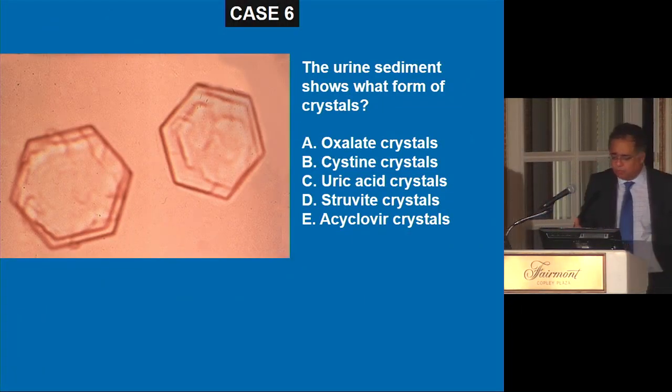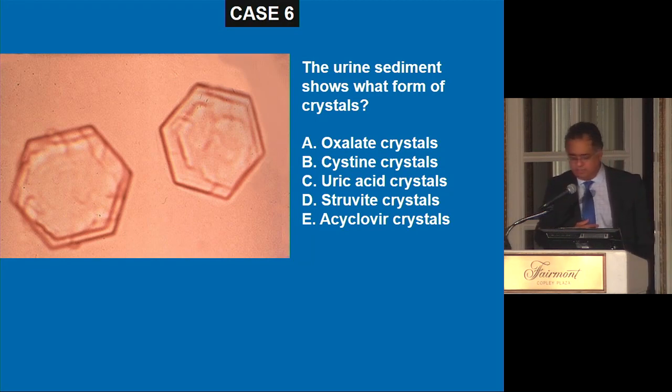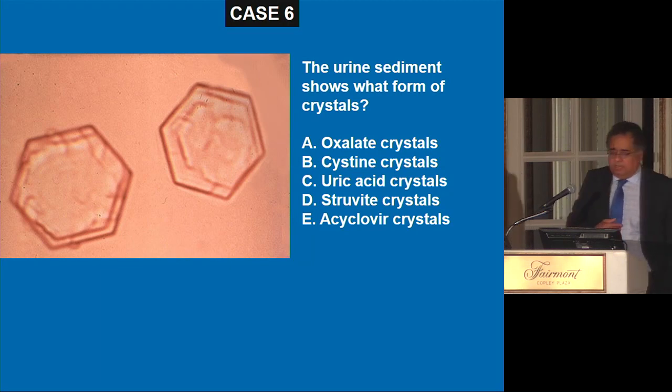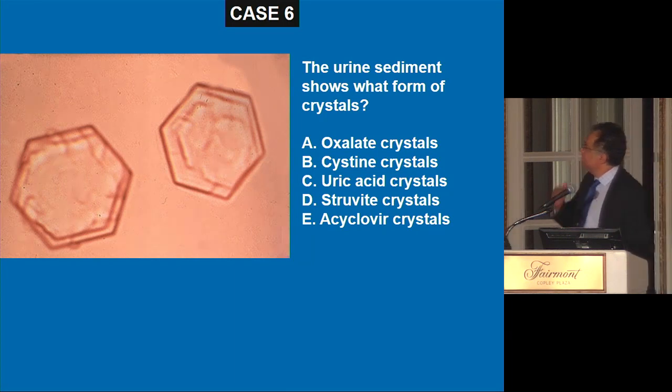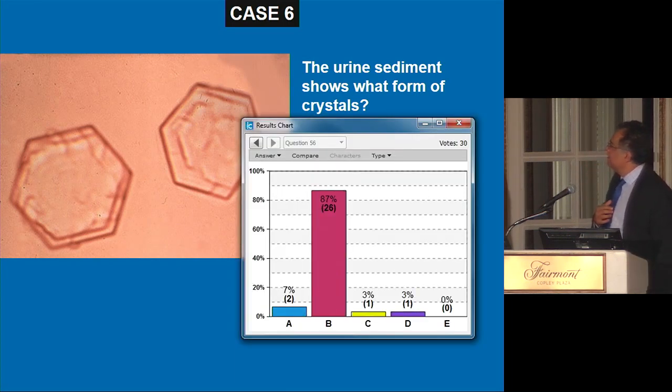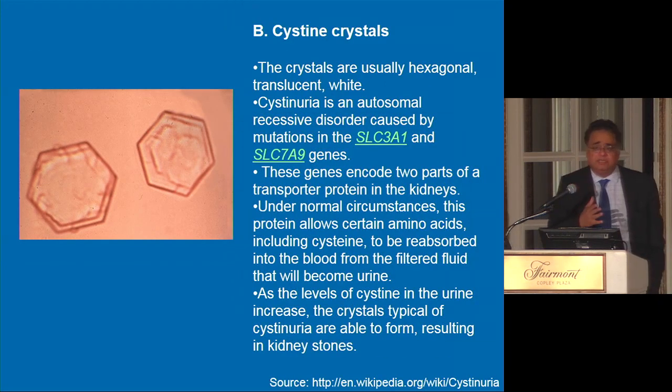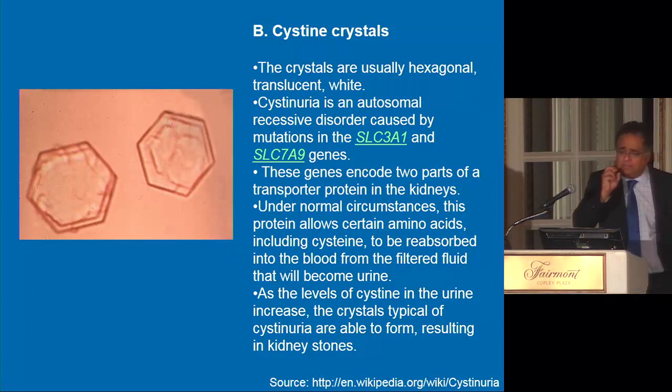The urine sediment shows what form of crystals in this slide? Yeah. So that's exactly right. This is a patient with cystine crystals. You do not need to know anything about cystinuria, in my opinion, other than know that the crystals that you see are absolutely clearly cystine.